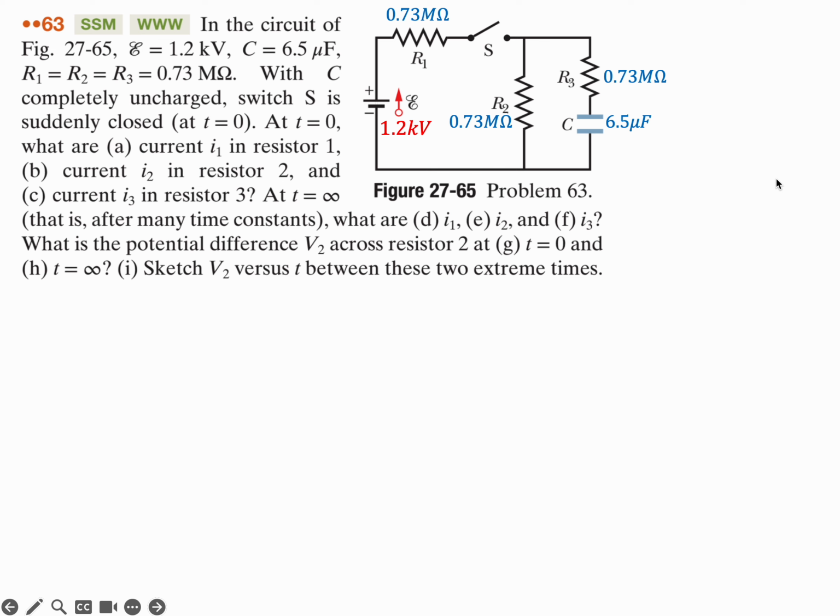Number 63, we have a 1.2 kilovolt power source, a 6.5 microfarad capacitor, and three resistors that are all 0.73 megaohms. With C completely discharged, switch S is suddenly closed at t equals 0. At t equals 0, what are the currents I1, I2, and I3 in resistors 1, 2, and 3?